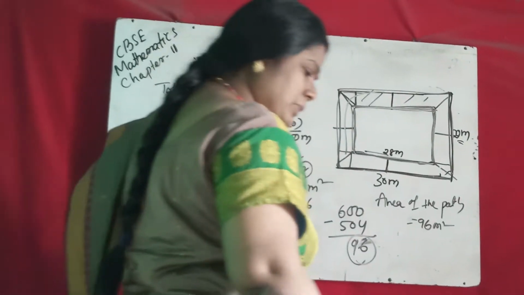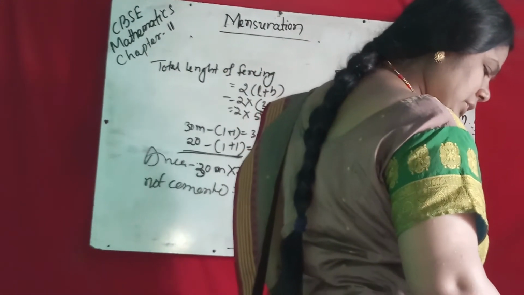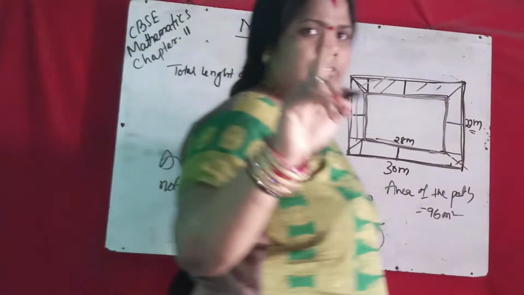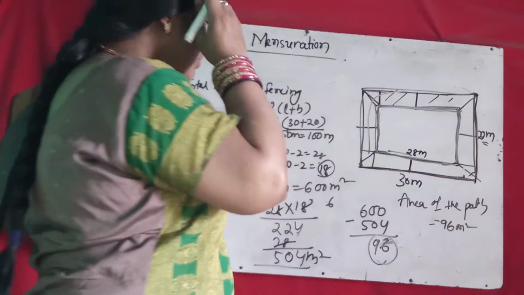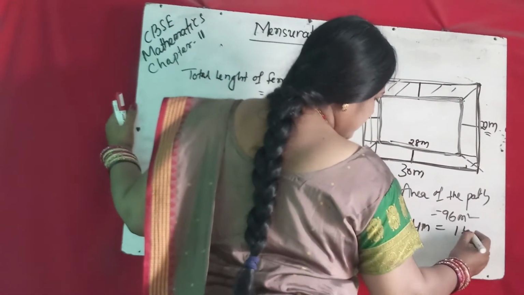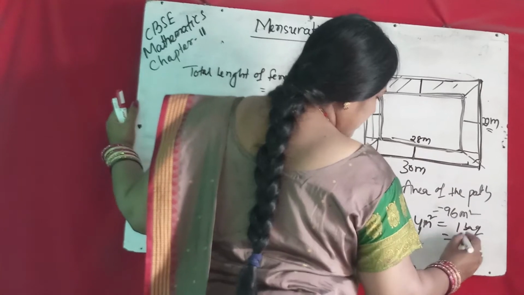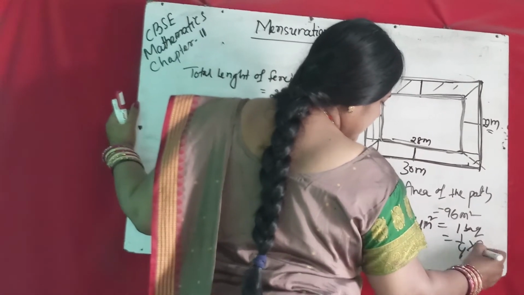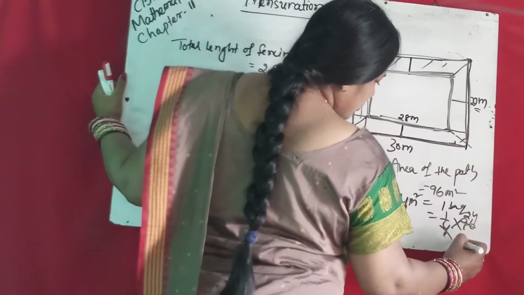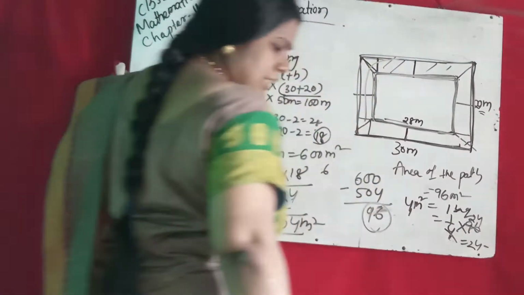See, another question is that the cement required is one bag for 4 meter square. So 4 meter square equals one bag of cement. For 1 meter square, 1 by 4. For 96 meter square, 24 bags will be needed.